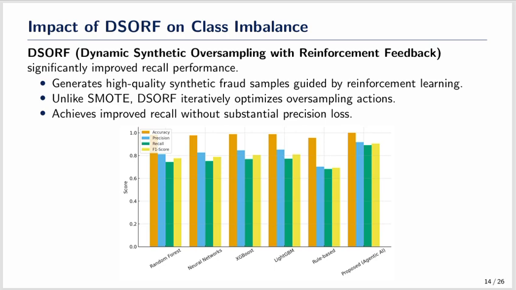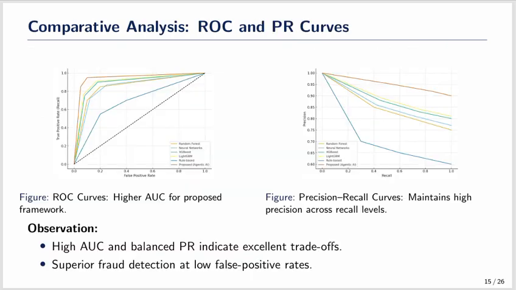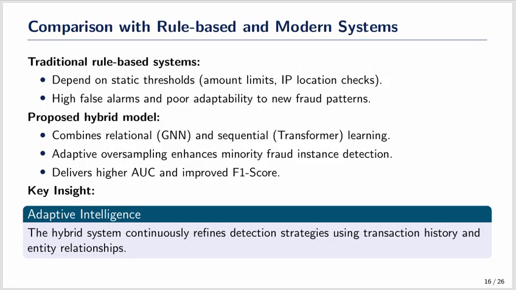Here the impact of DSORF on class balance is illustrated in the graph, and you can see the proposed method is giving better performance than existing methods in terms of evaluations. In the comparison analysis of ROC and PR curves, you can see that high AUC and balanced PR indicate excellent trade-offs and superior fraud detection at low false positive rates as well.